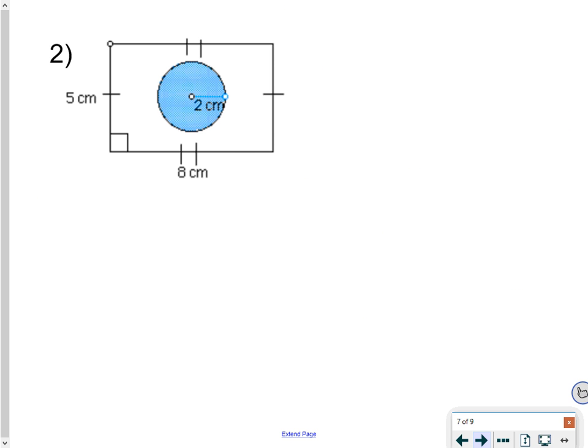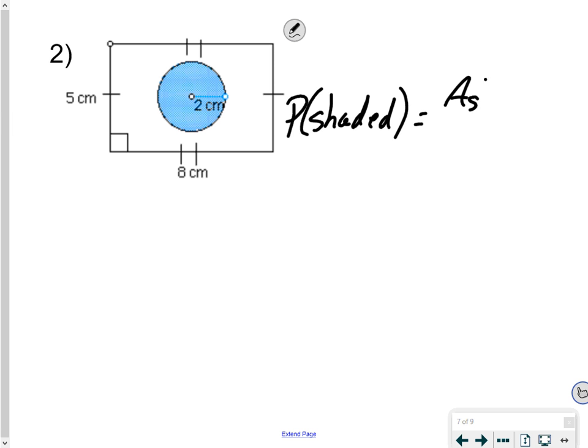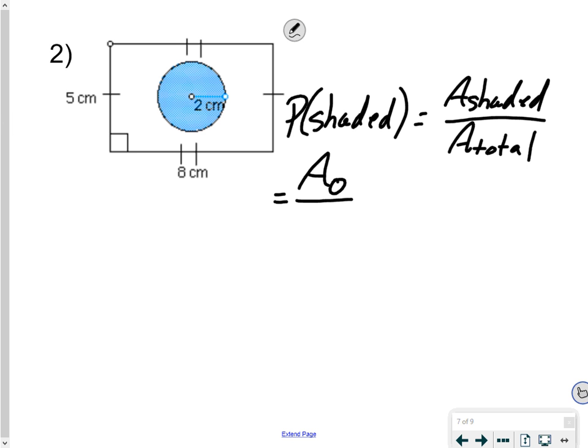All right, in the second case, once again, the probability that a randomly selected point lies in the shaded region is just going to be the area of the shaded region divided by the area of the total figure. So the shaded region is just a circle, so I'm just going to rewrite this using symbols. So that's just saying area of a circle. The area of the total region is just the area of that rectangle. So once again, I'm just going to use symbols. And now we're just going to figure out how do we find the area of a circle, how do we find the area of a rectangle. Area of a circle is pi r squared, and area of a rectangle is length times width.